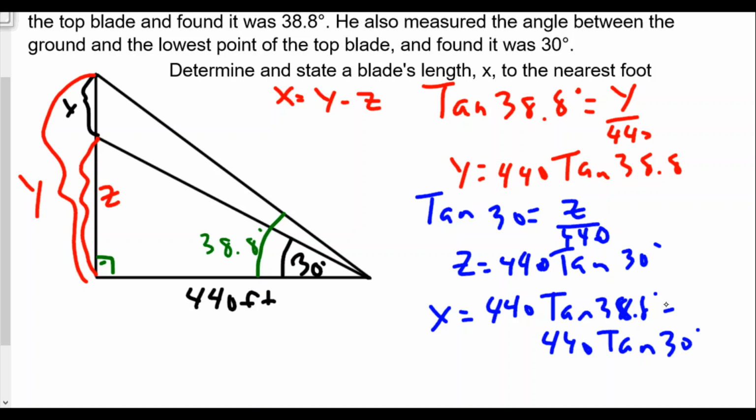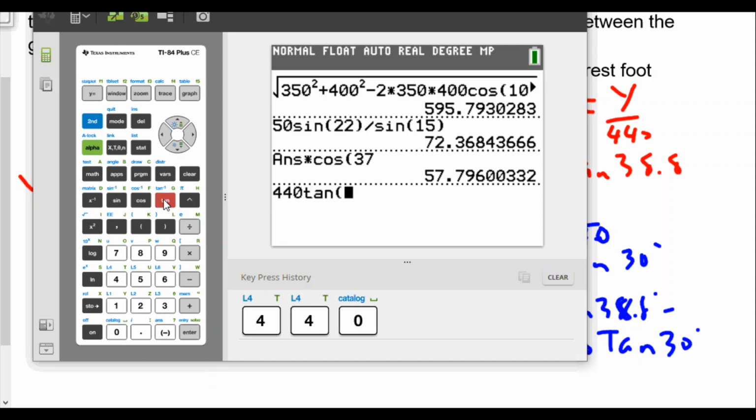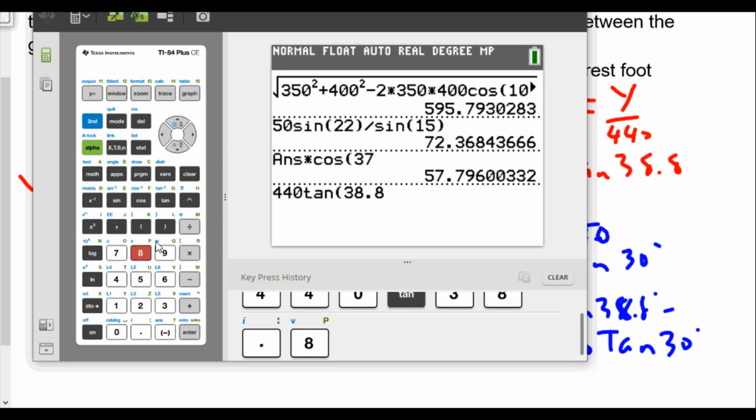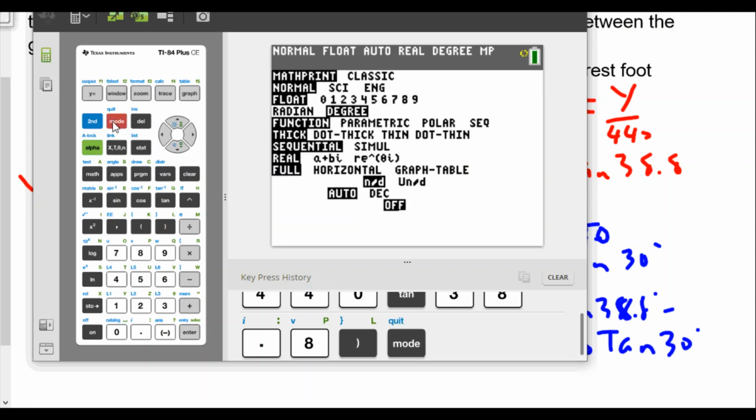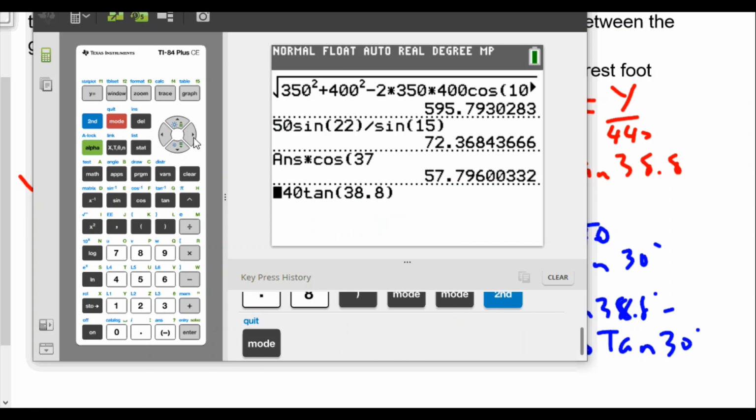Okay, so let's take our calculators and find the numerical value. You're probably saying, do we need to find the value of y and z? Well, if we show this work, we don't necessarily need the exact value. On our calculator, we actually have the equation. So here we're doing 440 tan of 38.8 degrees, close parenthesis. By the way, just to make sure we are in degree mode. Yes, we are.